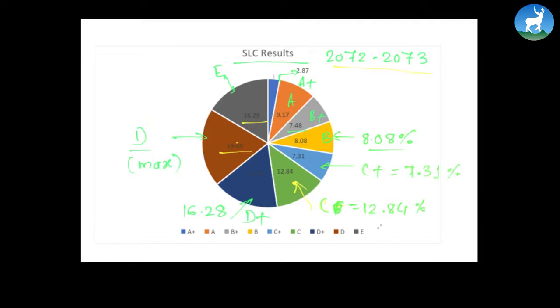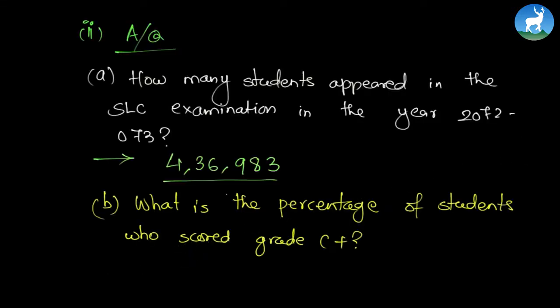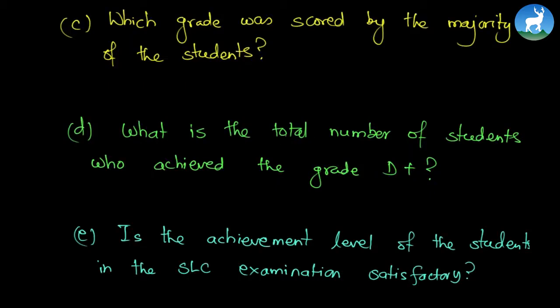So what is the answer? Not the 12.84%, but the answer is 7.31%. So let's write that. The answer is 7.31%. So these are the students who scored grade C plus in the SLC exam. Let us now look at other questions. Right, these are the final 3 questions.